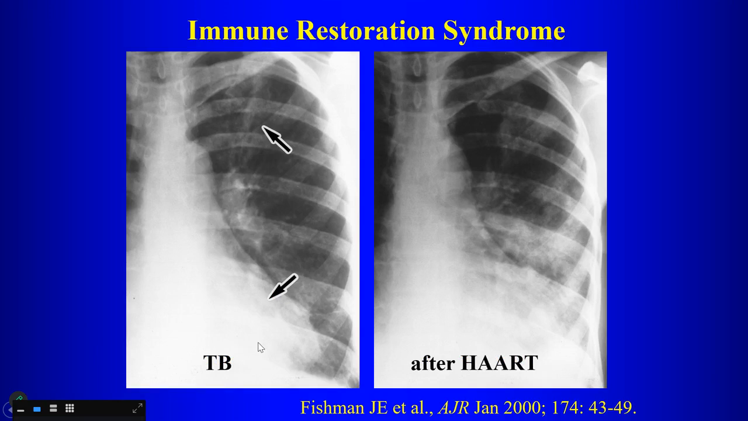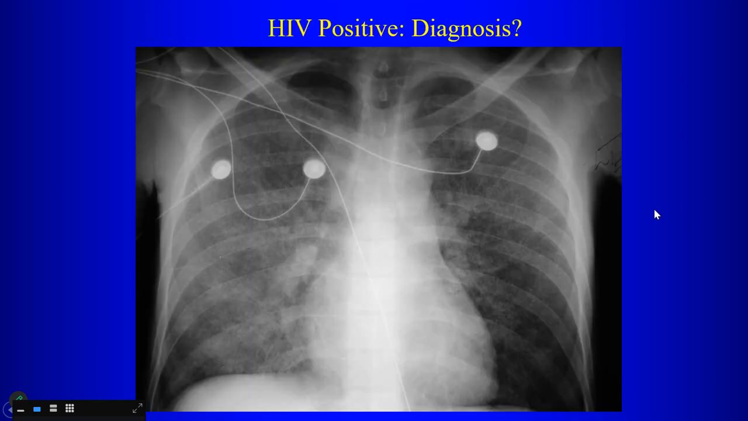So here's a patient with tuberculosis. You can see that after they're started on therapy, the consolidations have worsened in this patient. So that's called immune restoration syndrome.